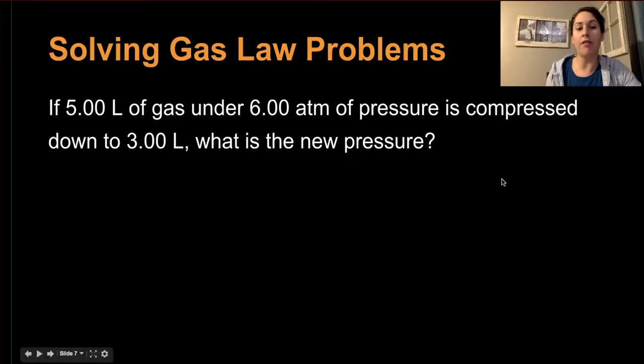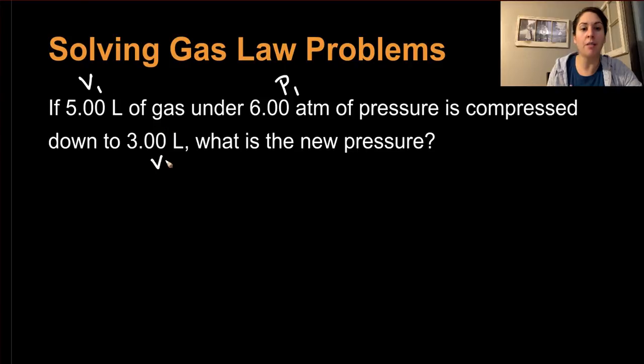We're going to start off with 5 liters of a gas under 6 atmospheres of pressure. And we're going to find that it's compressed down to 3 liters, and we want to know what the new pressure is. So I find that one of the most challenging things for students is defining what their variables are here. And so liters is going to be a volume, and this is our initial volume. So this is our V1, okay? And 6 atmospheres of pressure, this is our original pressure. So this is P1. Okay. And we know that we have a second volume that has to be V2, which means the new pressure is going to be P2, and that's what we're trying to solve for.